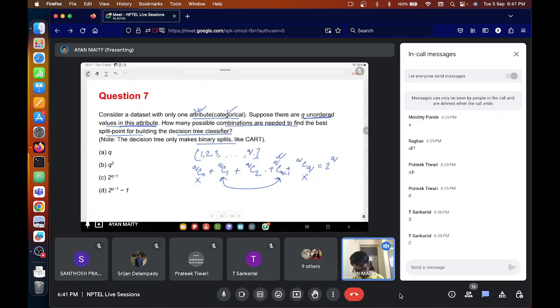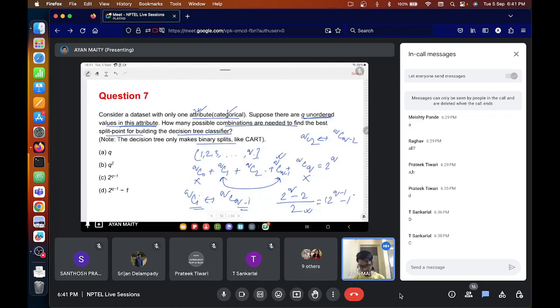Similarly, QC2 and QCQ minus 2 would also be duplicates. So that means you have to remove these two, so it would become 2 to the power q minus 2, and then these duplicates we have to remove, so we just divide it by 2. For every QCI we will have QCQ minus I. These are the same splits, so we have to consider only one, so that's why we can just divide it by 2. So it will become 2 to the power q minus 1 minus 1.